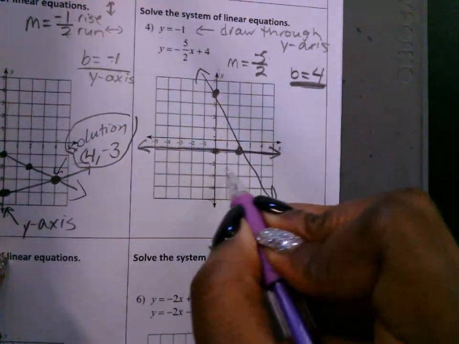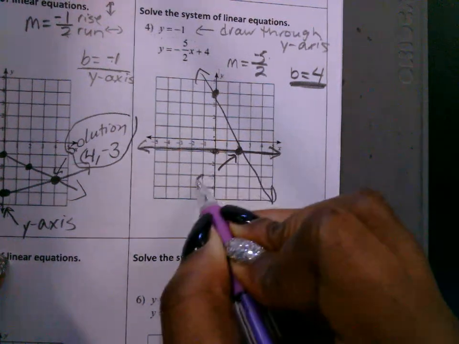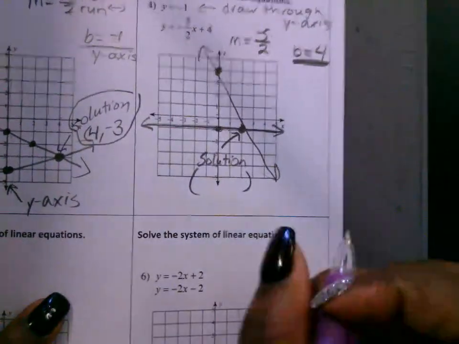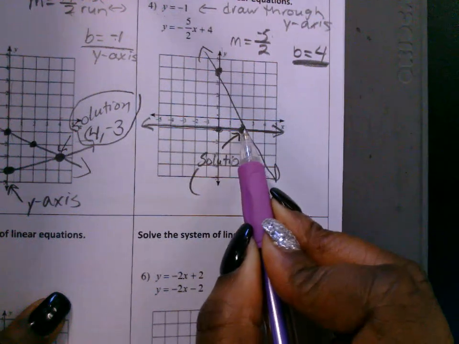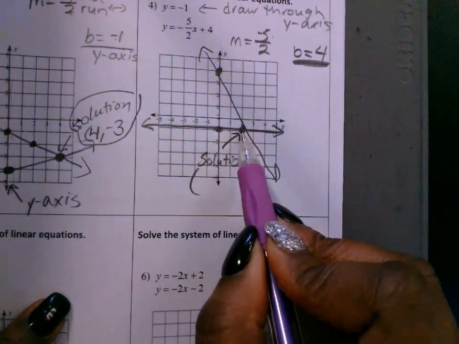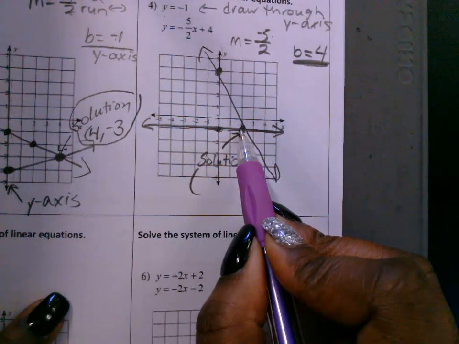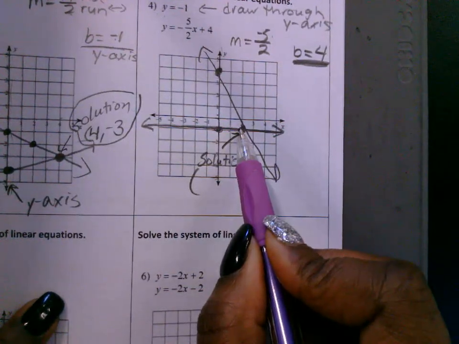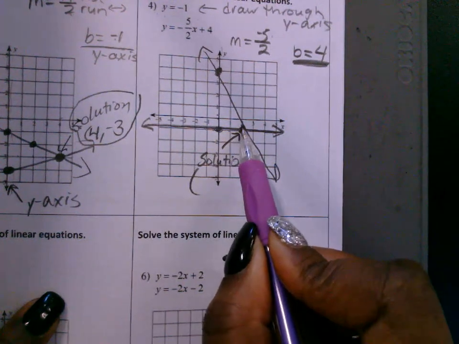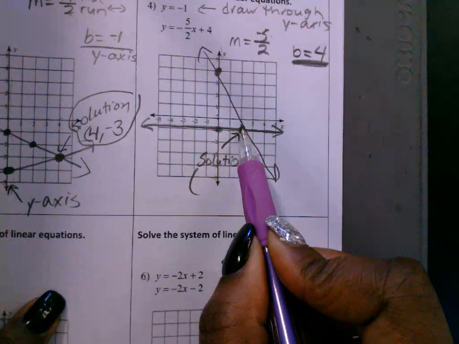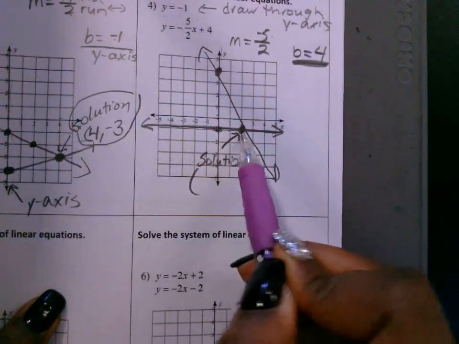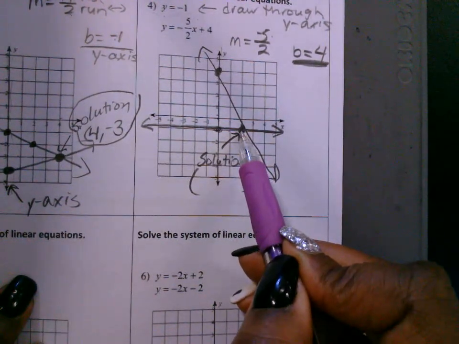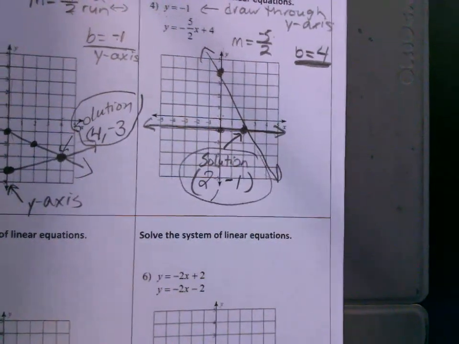The solution is going to be where they cross. They cross right here. What ordered pair is that? What ordered pair is this right here?